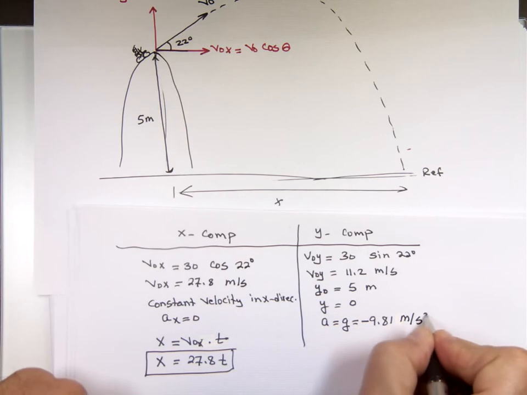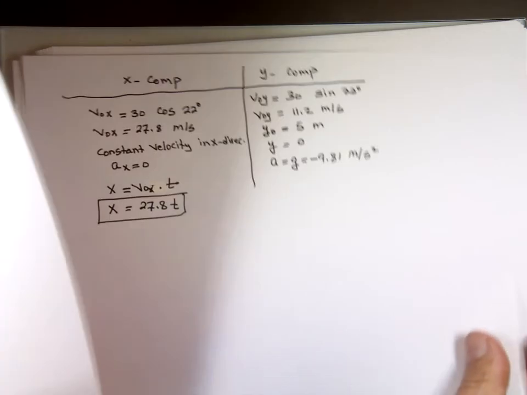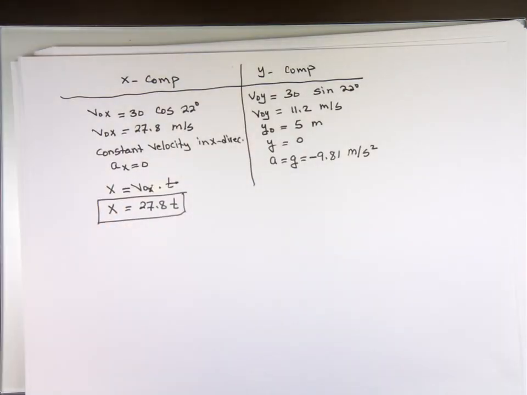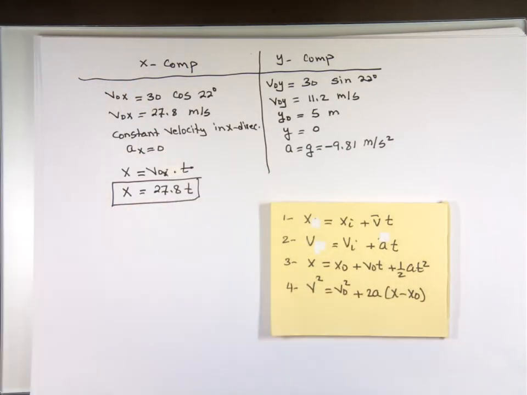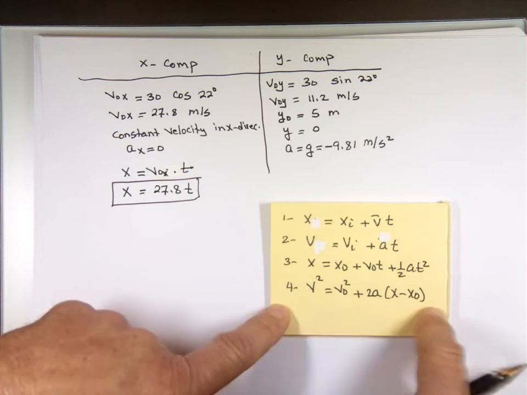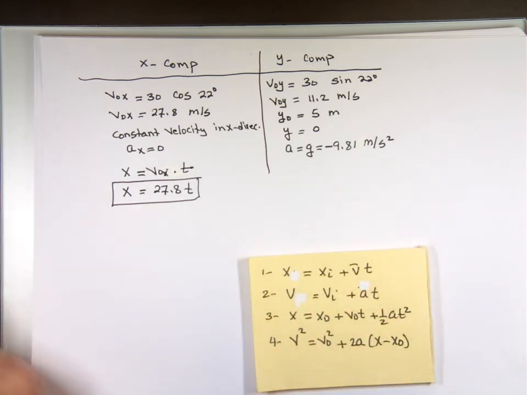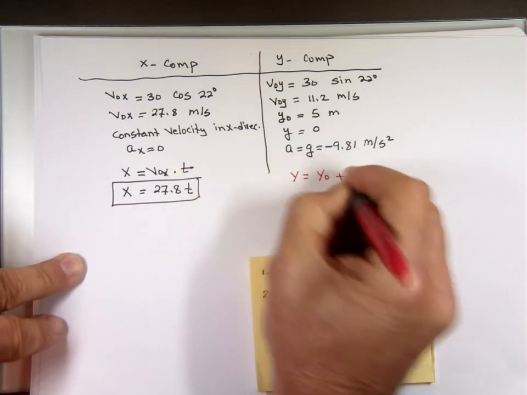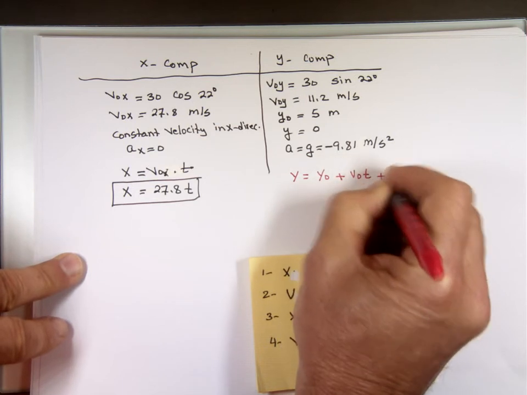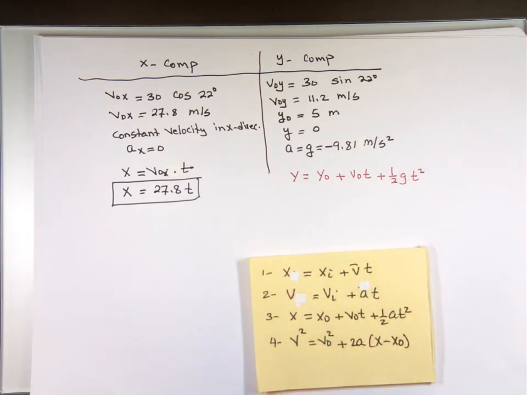And that's it. Again, I have all these equations at my disposal. I just have to figure out which one will give me t. If I know t, I know x. Equation 3, because you're looking for t. Number 4 doesn't have t in it. So I really have to use this one, just changing everything to y: y equals y sub 0 plus v0 t plus 1/2 g t squared. So equation number 3.